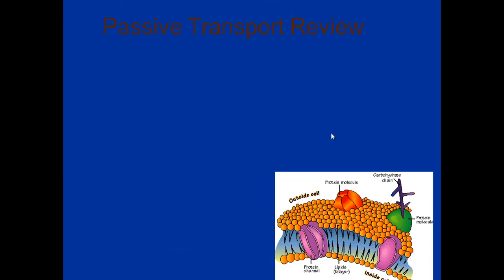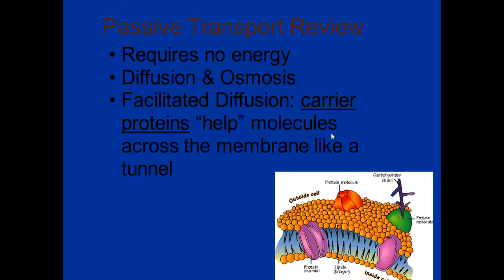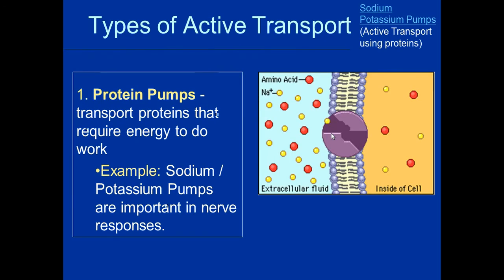To review passive transport, it requires no energy. It can be either diffusion or osmosis. Facilitated diffusion requires carrier proteins to help molecules across the membrane like a tunnel. And to review active transport, cells use energy. They actively move molecules to where they're needed. This is moving from areas of low concentration to high concentration. And there are 3 types.